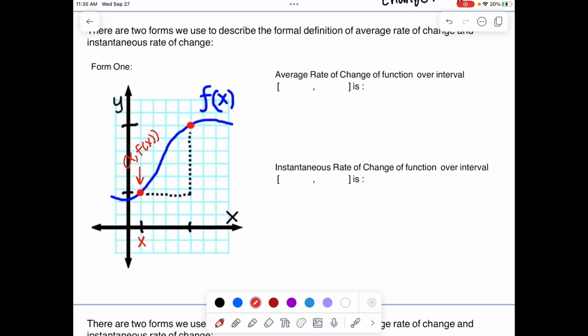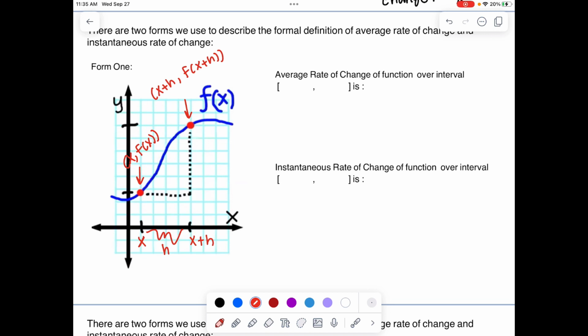And then we're going to call this point right here, this x value, we're going to call it x plus h, which is a little weird, but basically it's just h more than our x value. So the distance between these is going to be h, and we're going to call that second x value x plus h. And therefore the x value of this point would be x plus h, and then the y value would be f of x plus h.